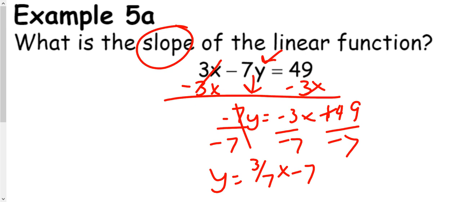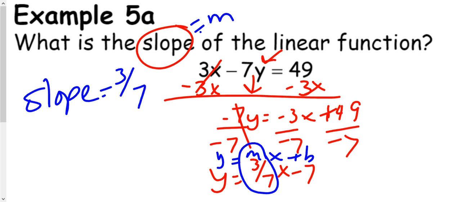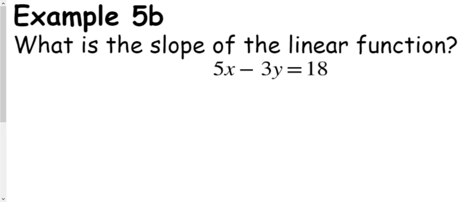What is the slope of this linear function? If this is now in slope-intercept form, remember that which letter is slope? It's m. And what number is in the m position? The 3/7. So our slope is 3/7. Why don't you try the last one?